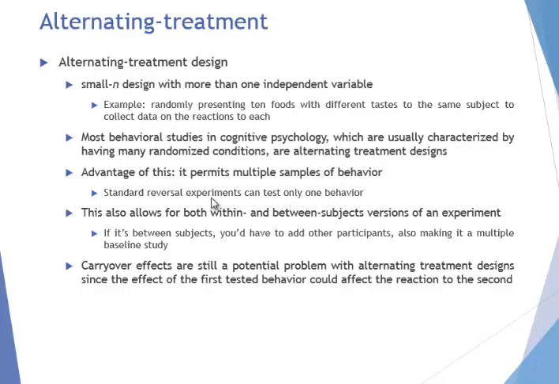The advantage of that is, of course, that it can permit testing of many different types of behavior, whereas your standard ABA reversal experiment only applies to really one behavior, and it also allows both within subject and between subject versions of the experiment. You can do it with different people, as we discussed before, or you can do it with the same person treating different behaviors.